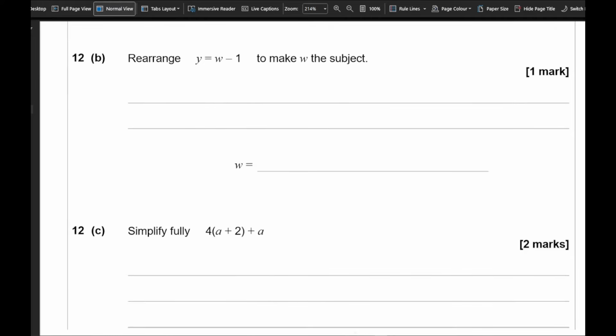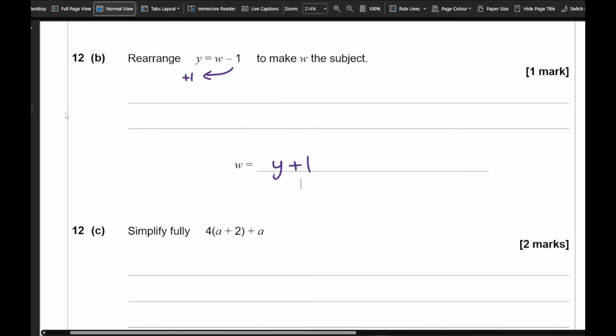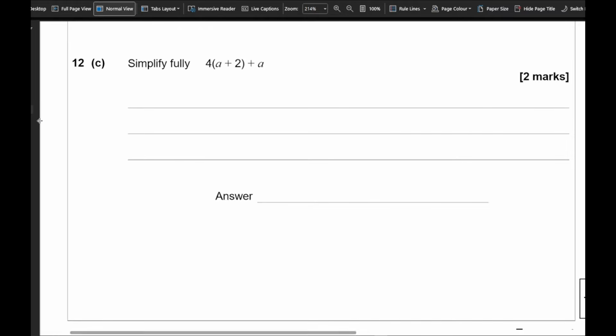Moving on to question 12b, it says rearrange y equals w minus 1 to make w the subject. So I need to get rid of the minus 1 by adding 1. So w is going to equal y plus 1. Then for 12c, it says simplify fully 4 lots of a plus 2 plus a.